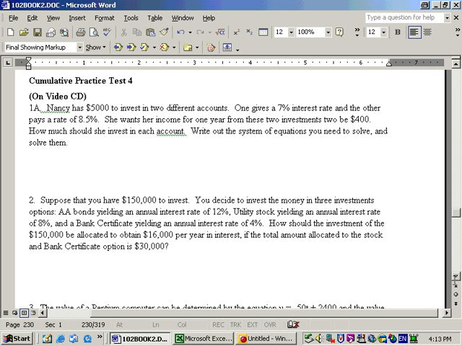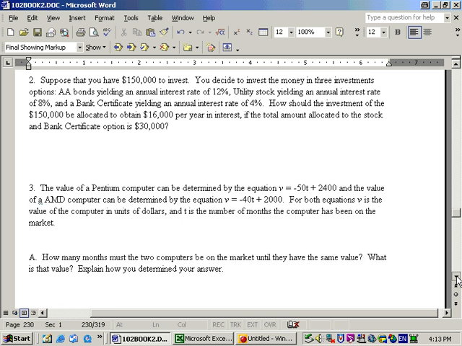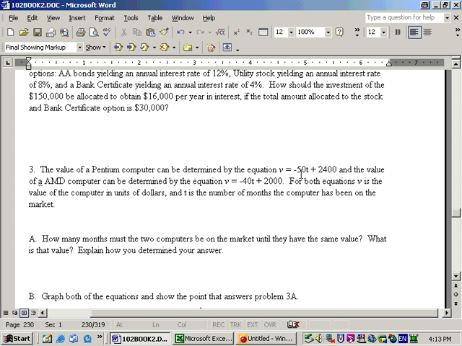On the third problem, it gives you two equations, one for the value of a Pentium computer, this one right here, negative 50T plus 2400, and this linear equation for the value of an AMD computer. And it wants to know in how many months must the two computers be on the market until they have the same value, and what is that value, and explain how you got your answer, and then show the answer graphically.